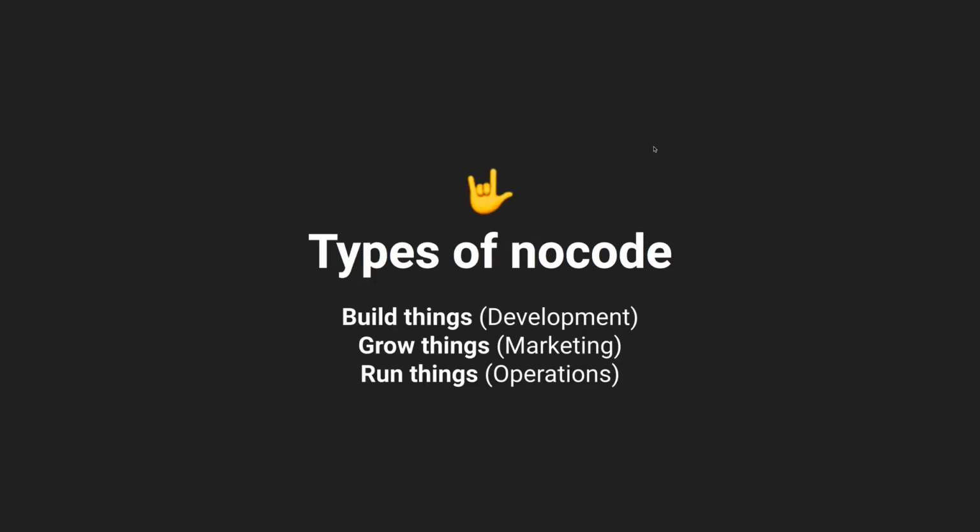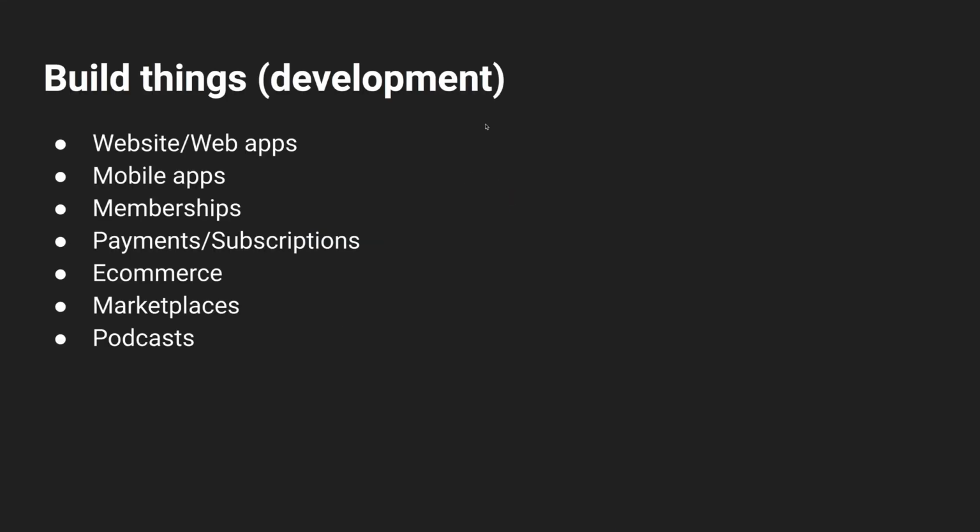What I do is break no-code products, because there are so many, into three groups. There's build, grow, and run. Building things would be similar to development. That's the term we'd say for today's tools, marketing for growing, and then operations for running. Building things would include websites, web apps, mobile apps, that kind of thing, but also e-commerce, marketplaces, and even podcasts, voice apps, things like that. It's anything that you would normally build with code or previously built with code. Now there are all these tools to do these things without code.